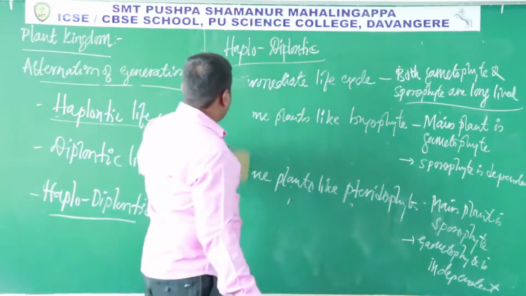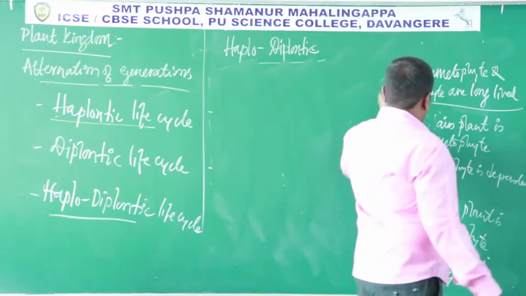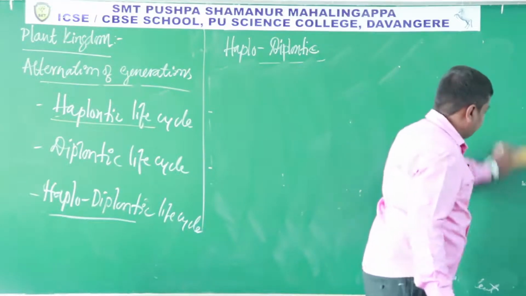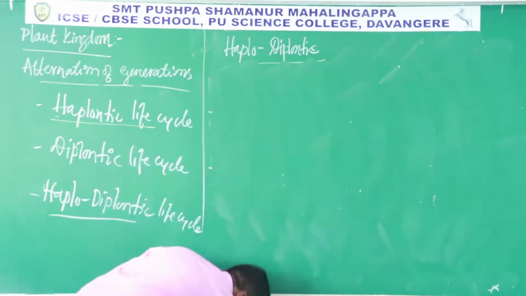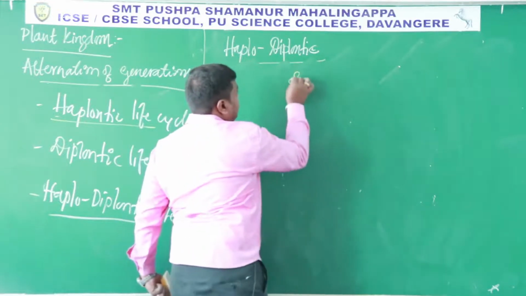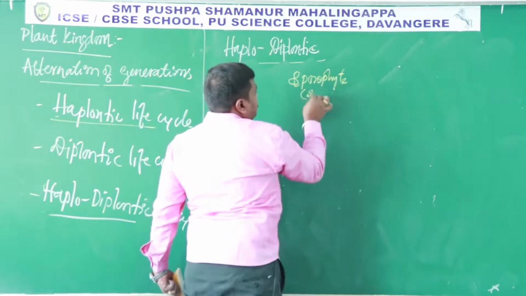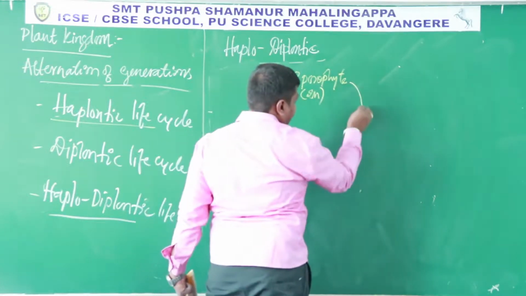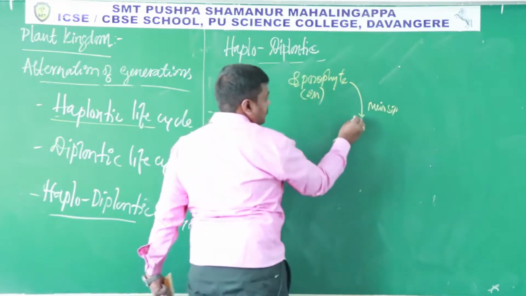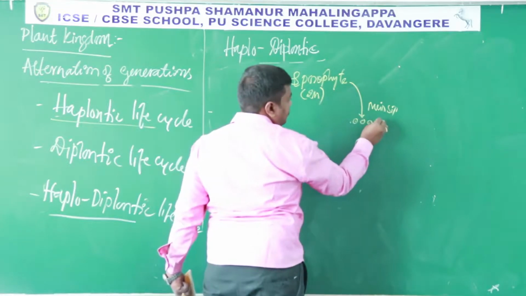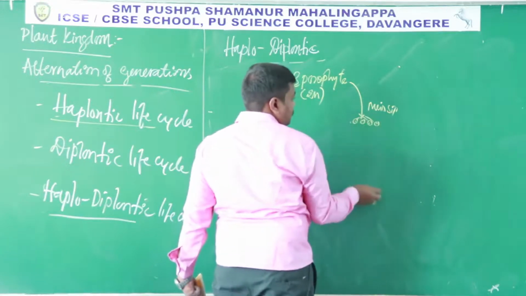So let me represent it by taking an example of graphical representation. So let us see how it is in both. So here the main plant, suppose if it is considered, let me begin with the sporophyte. Sporophyte is there. This sporophyte undergoes meiosis to produce haploid spores. Okay, so it produces haploid spores.